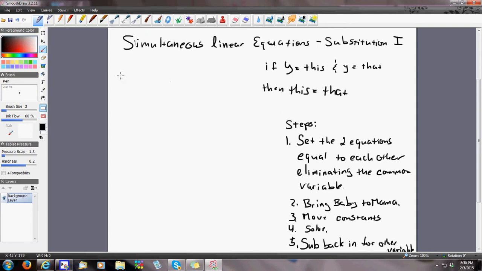Let's say I have two equations, and my first equation is y equals 2x minus 3, and my second equation is y equals negative 3x plus 7. Well, because y equals 2x minus 3 and y equals negative 3x plus 7, I can say 2x minus 3 equals negative 3x plus 7. And so step 1, set the two equations equal to each other and eliminate the common variable.